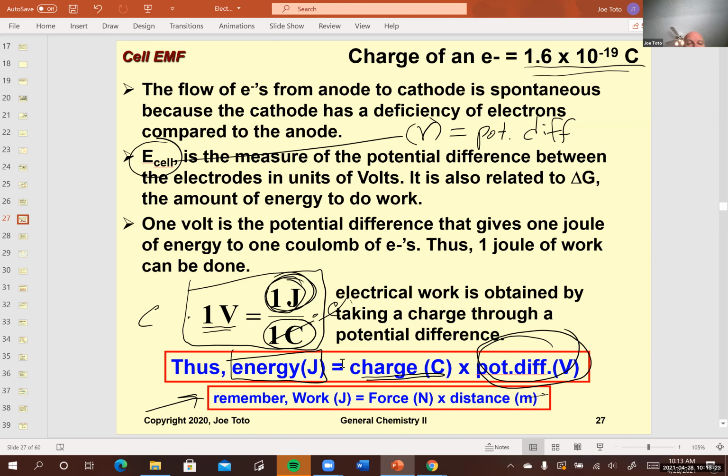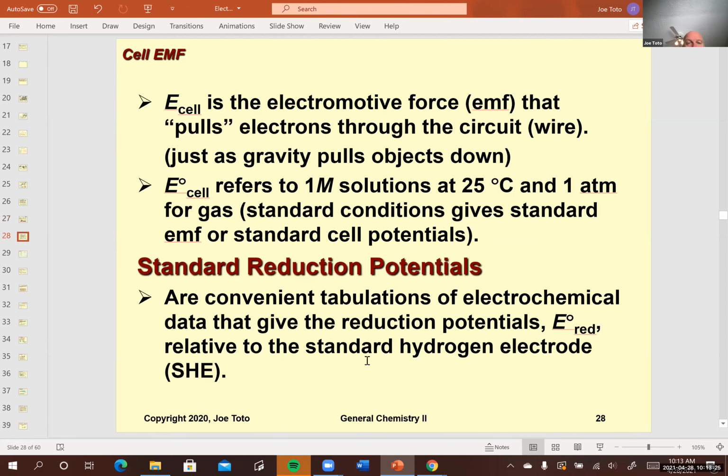All right. So you can think about this as, well, some people think about it as a force, but it's really not technically a force that pulls the electrons through the wire, just like gravity does. And then E cell is defined under standard conditions, which we talked about. And tabulations are made with the standard hydrogen electrode.